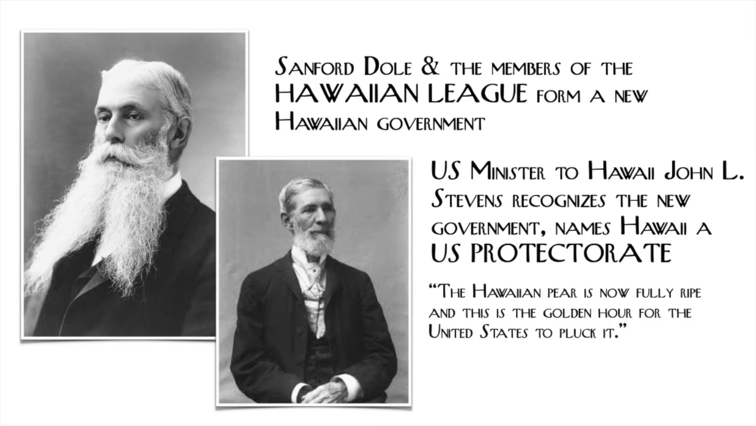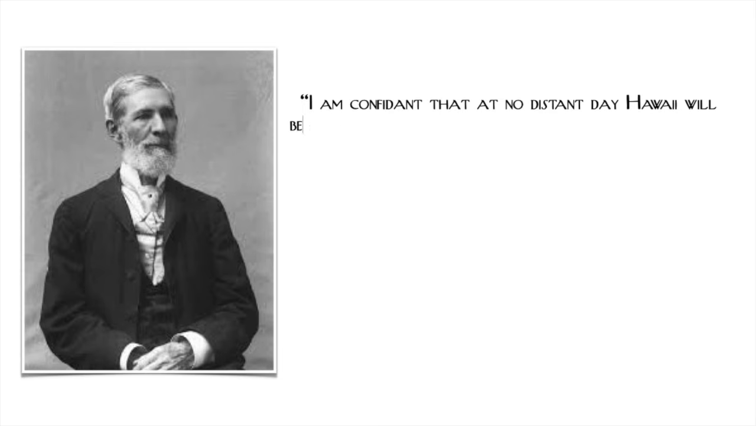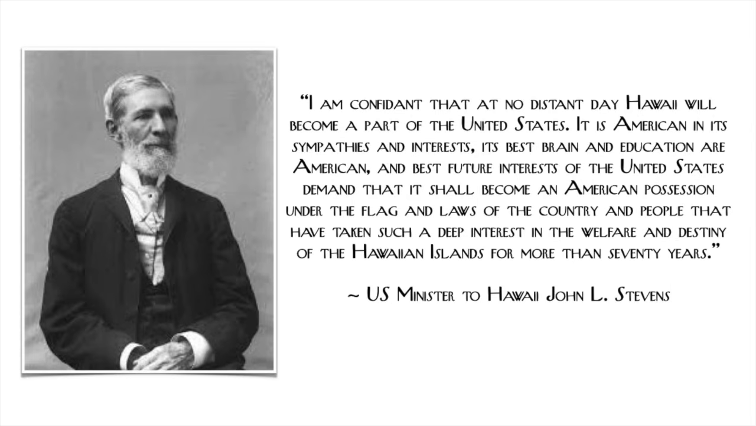As an imperialist, John L. Stevens took very quick and decisive action to recognize this new American-led government in Hawaii. Stevens went on to say, "I'm confident that at no distant day Hawaii will become a part of the United States. It is American in its sympathies and interests. Its best brain and education are American, and best future interests of the United States demand that it shall become an American possession under the flag and laws of the country and people that have taken such a deep interest in the welfare and destiny of the Hawaiian Islands for more than 70 years." Stevens, as an ardent imperialist, puts a pretty positive spin on what's been happening in Hawaii.